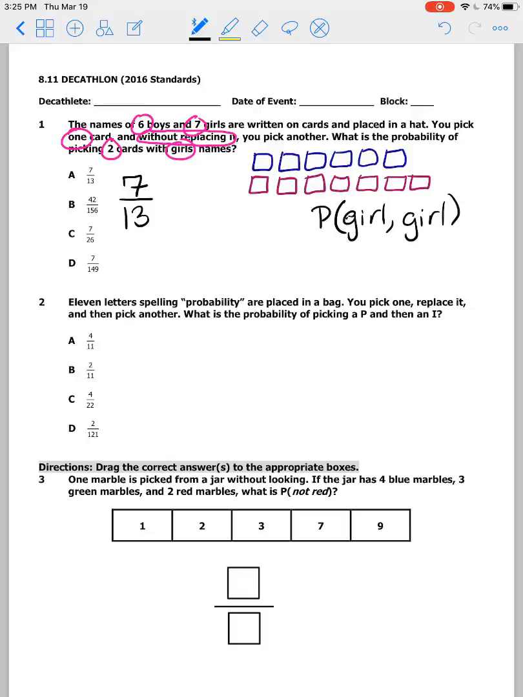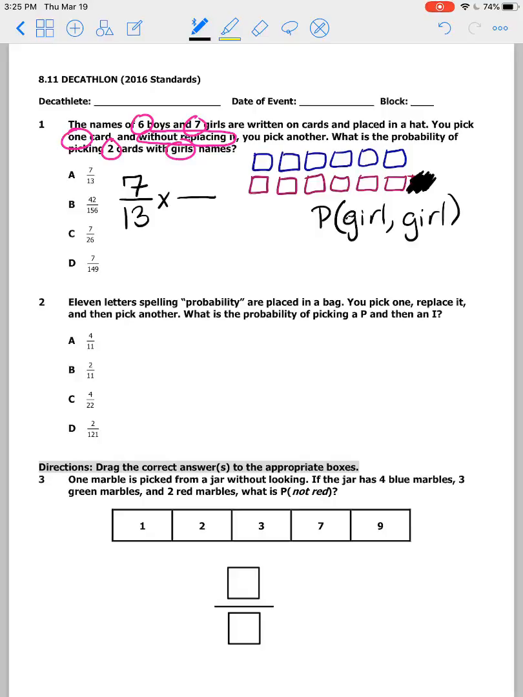Now, when we want to find the probability of something happening and then a second thing happening, we're going to have to multiply our 2 ratios together. And we need to make another fraction. Now, here's the interesting part. This says without replacing the card. So in this scenario, we take one of these girl cards and it's now gone.